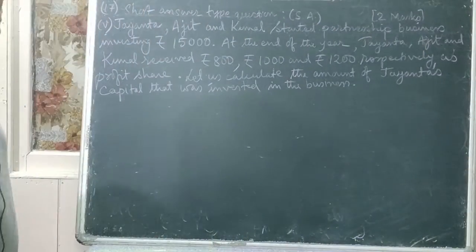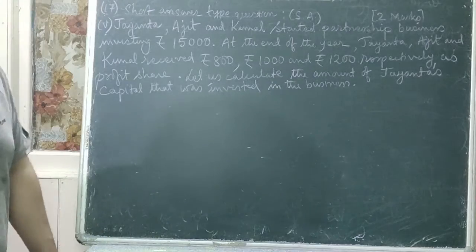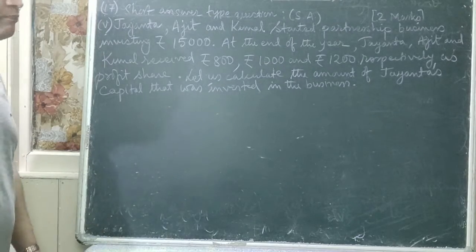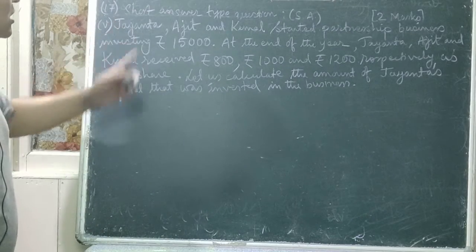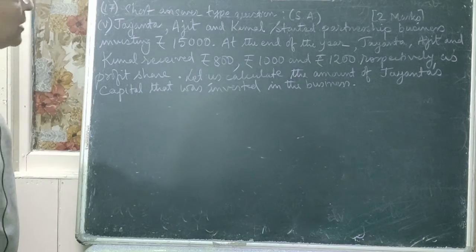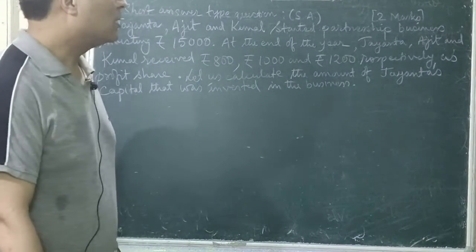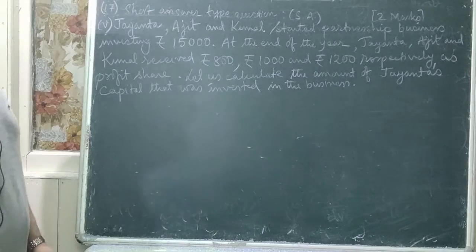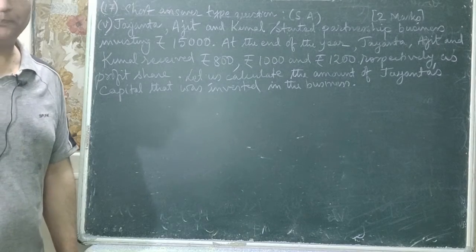So now we'll do the next question, that is 17 number 5. Jayanta, Ajit and Kunal started a partnership business by investing rupees 15,000.